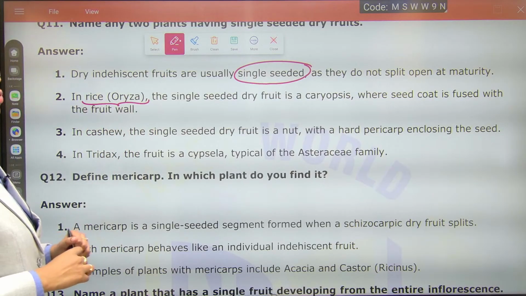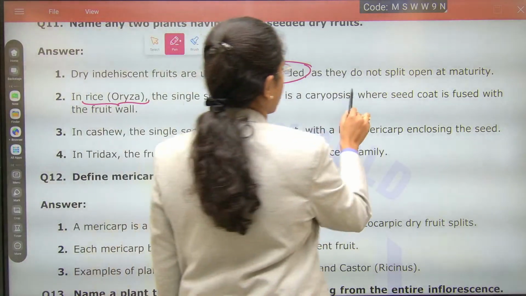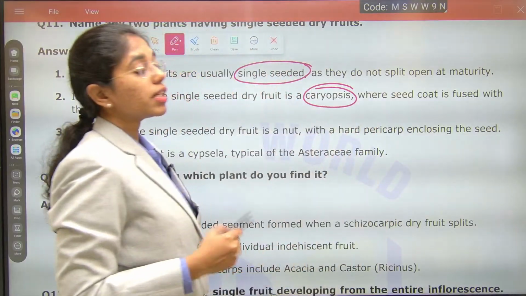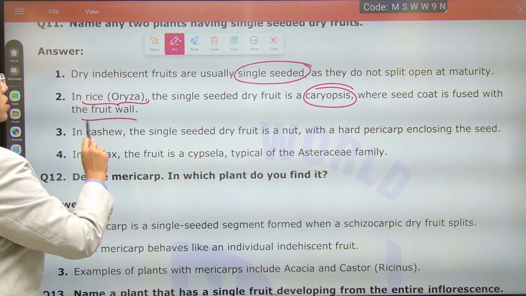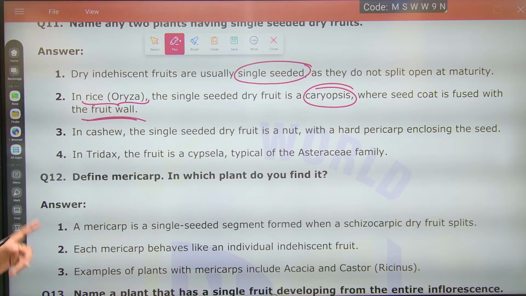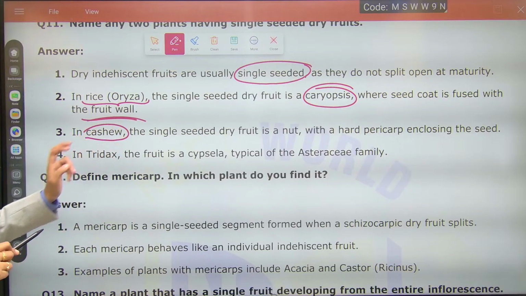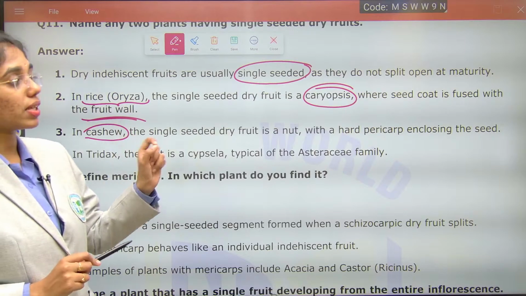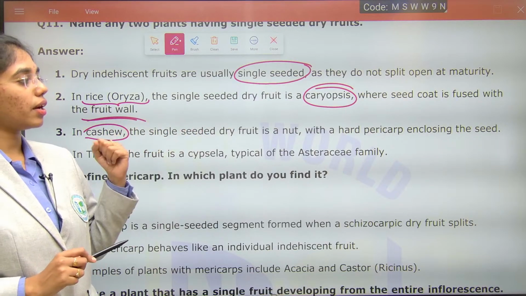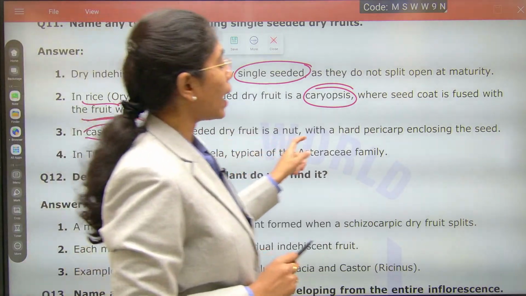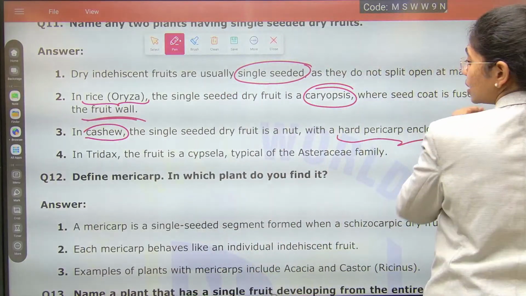Single seeded dry fruit is what? Caryopsis, where the seed coat is fused along with the fruit wall. In cashew, the single seeded dry fruit is a nut, with a hard pericarp enclosing the seed completely.